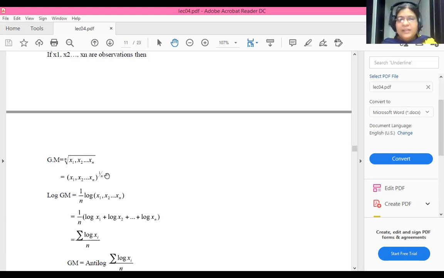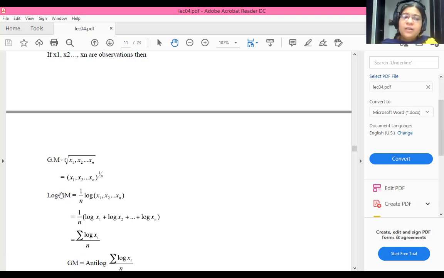It is very easy nowadays, as you all have scientific calculators and computers. It's very easy to calculate, but by using logarithms the calculations may be more simplified. So we will take the log on both sides to simplify the calculations. By using the calculators you can directly calculate, no problem, but you have to know the other method also.